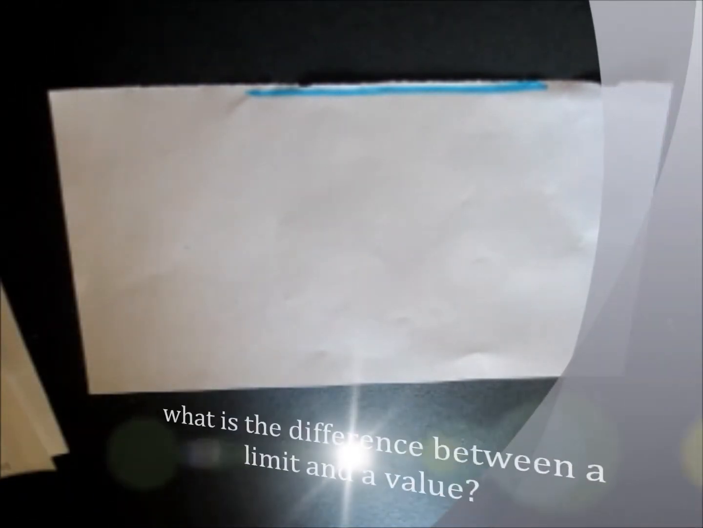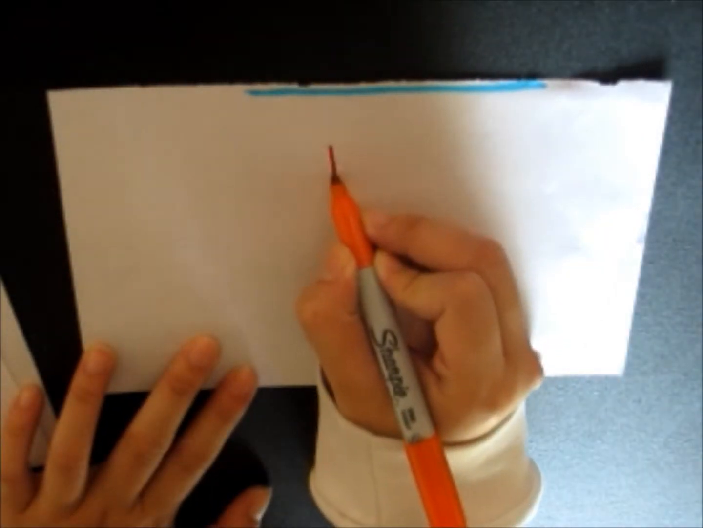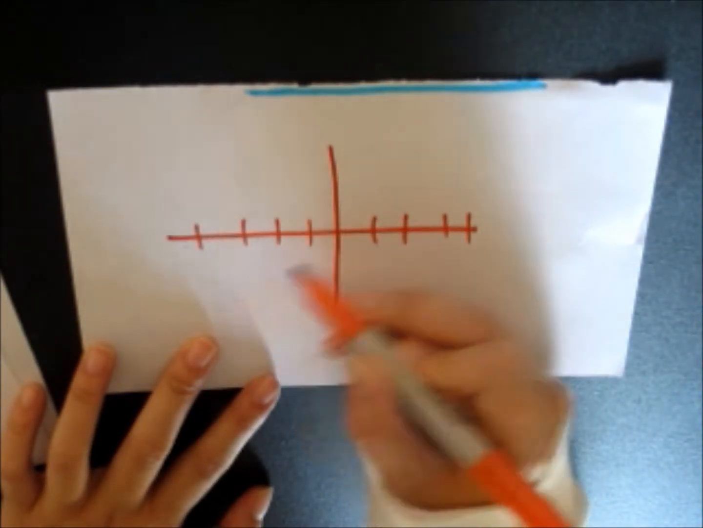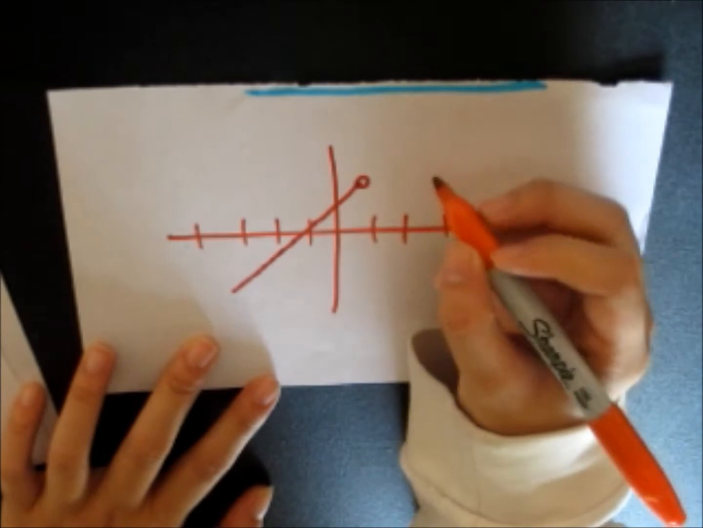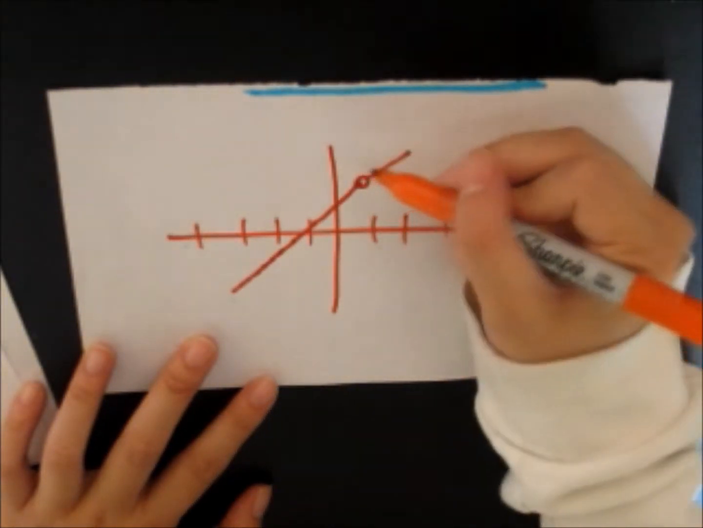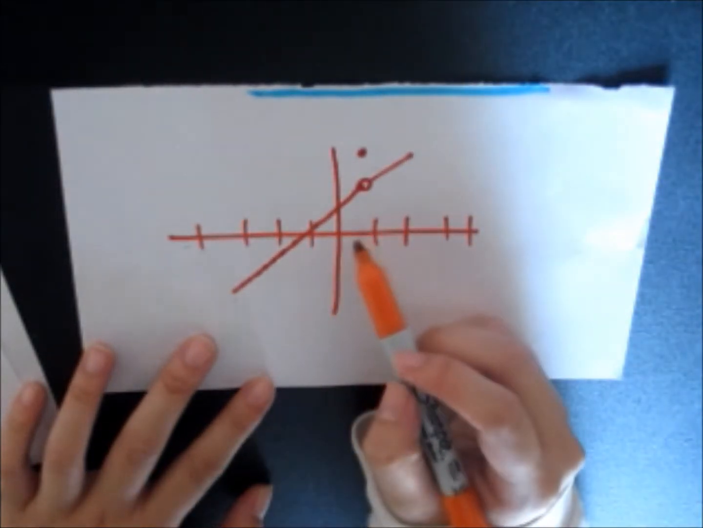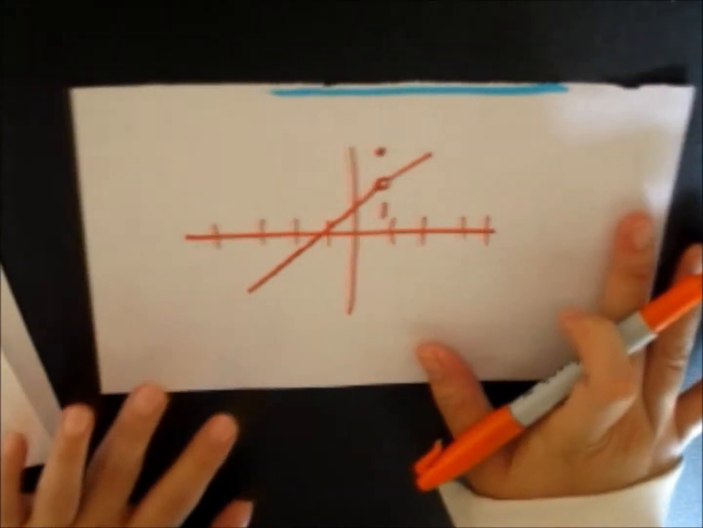Okay, so the question: what is the difference between the limit and the value? The difference is that the limit is the intended height, while the value is the actual height. So basically, we draw our graph, and let's say this is our graph. There could be a hole right here, and a point here. So this would be our intended height, which is the limit, while this is the actual height at the x value of 1.